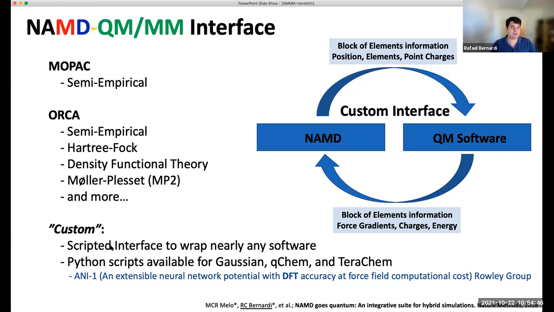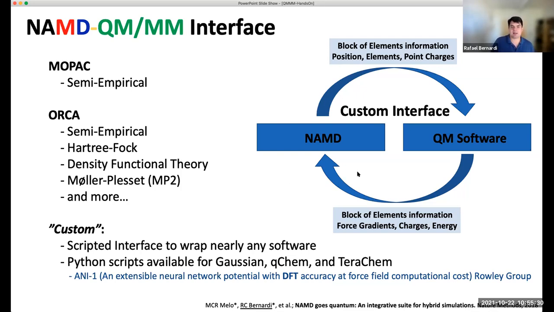Also, we have a custom interface that is a scripted interface that you can use for basically any kind of software, even your own QM software. What it does is provide all the information in a full format for people to use, the gradients, the forces, the positions, everything that you need for a QM calculation, and it expects that in a specific format back. We already provide some scripted examples for Gaussian, QChem, and TeraChem, so that you can use them, or use an example to create your own.